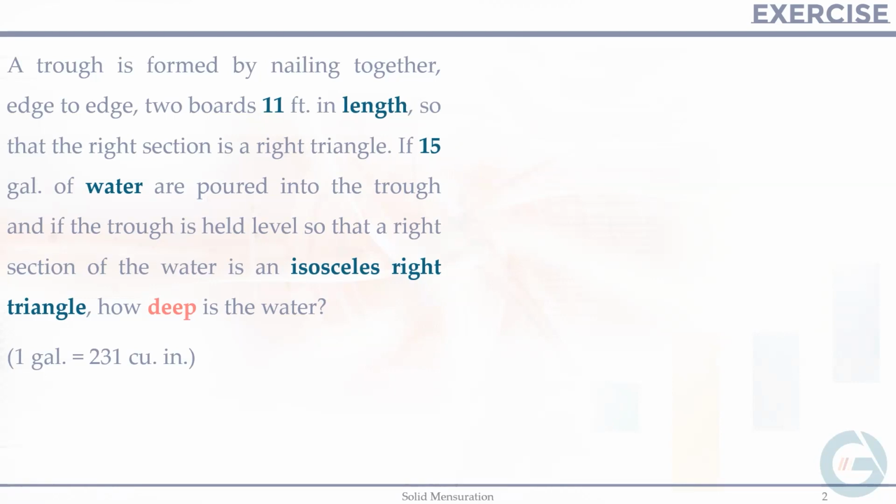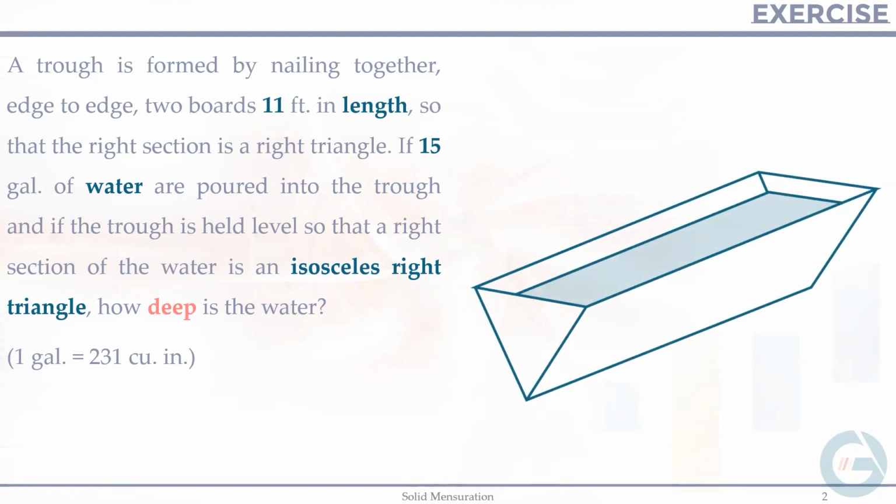Okay, so to give you a visual representation of this problem, we have a trough. It is not full of water, so we are aiming for the height of the water. This trough is 11 feet in length, and this is the isosceles right triangle, meaning this side and this side are equal.